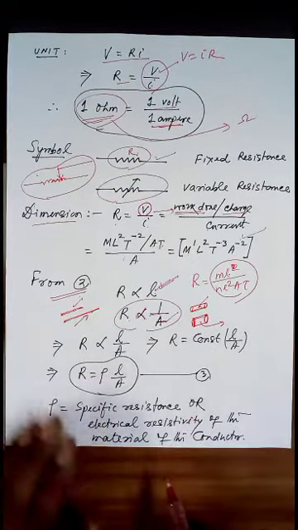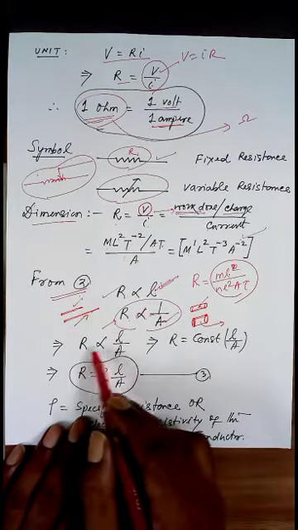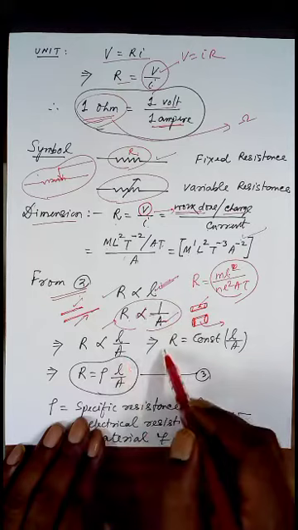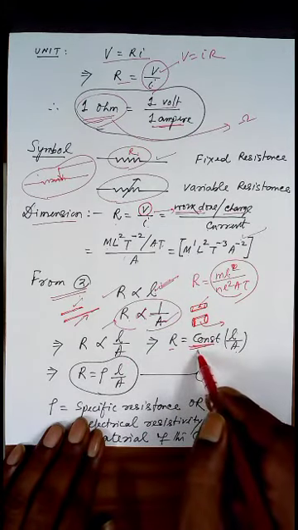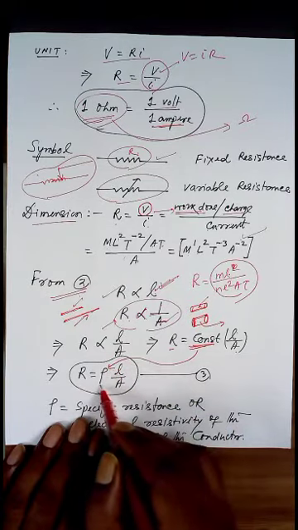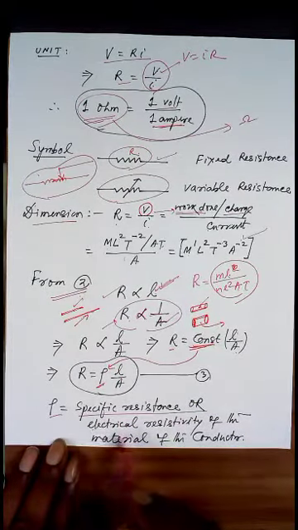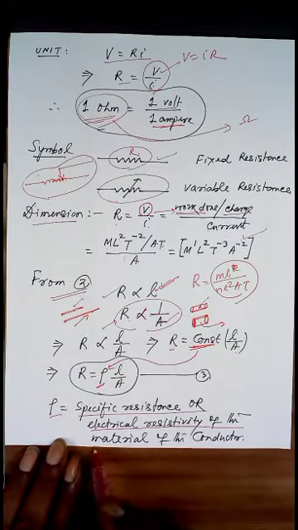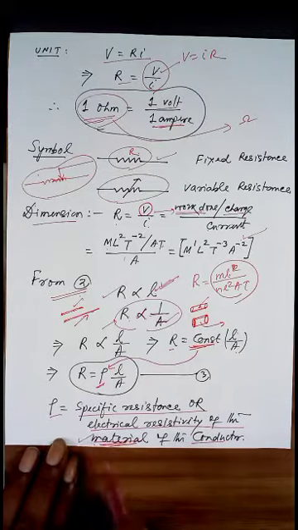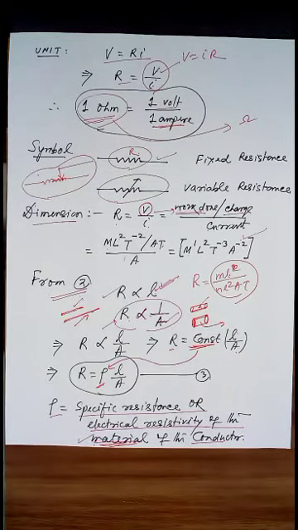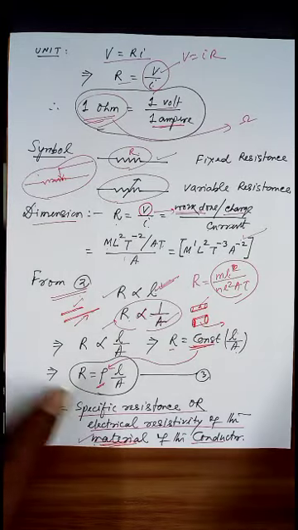Now combining these two, R is proportional to L over A. So R is equal to some constant into L over A. This constant is written as rho, called the specific resistance or electrical resistivity of the material of which the conductor is made, the resistivity or specific resistance of the conductor.